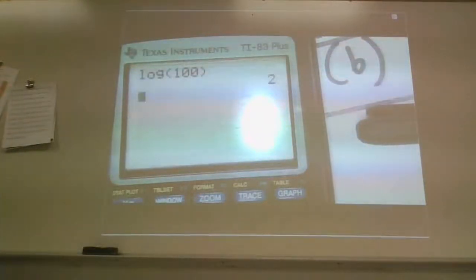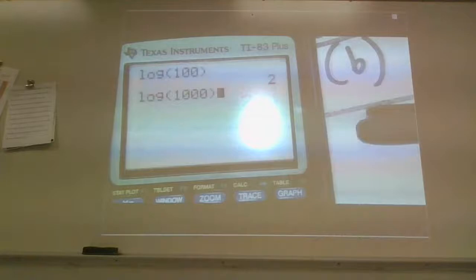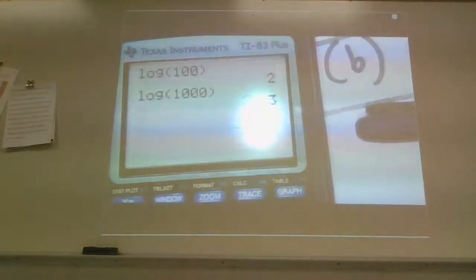Take a wild guess. What do you think log of 1,000 would be? You can do it in your head. No one wants to be wrong. No guesses? It's 3. Do you know why? It's what you said before. Because 10 cubed is 1,000. That's the relationship that you have here.